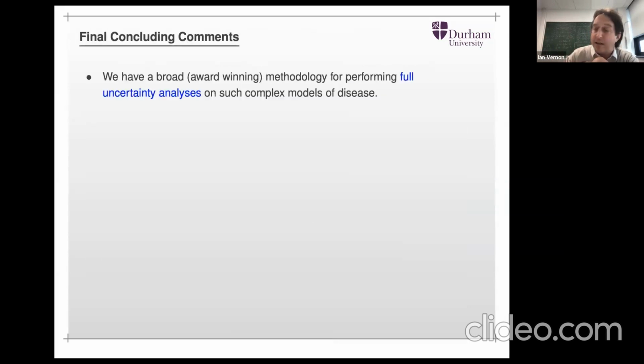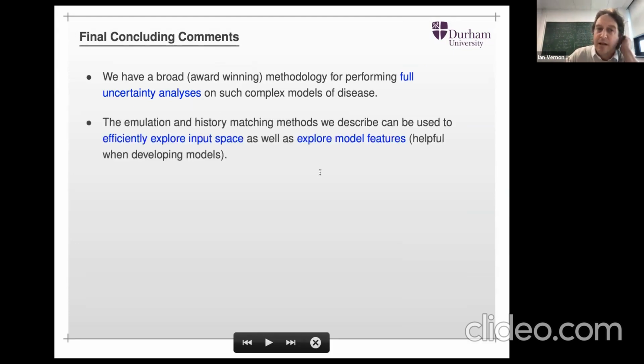Right, that's basically it. So just to summarize, I'm sorry, I'm a couple of minutes over. It's embarrassing to say, but we won some awards for this stuff. But anyway, a broad, award-winning methodology for performing full uncertainty analysis on such complex models of disease. The emulation and history matching methods we described can be used to efficiently explore input space, as well as explore model features like we've just seen, which is helpful when developing models.